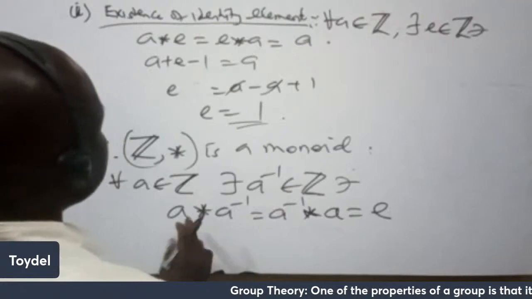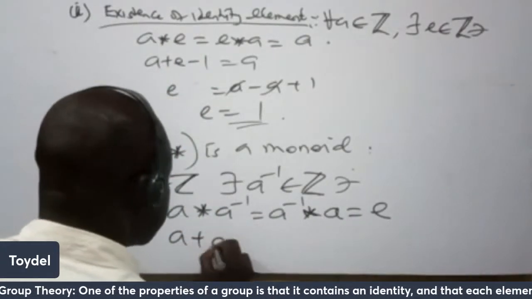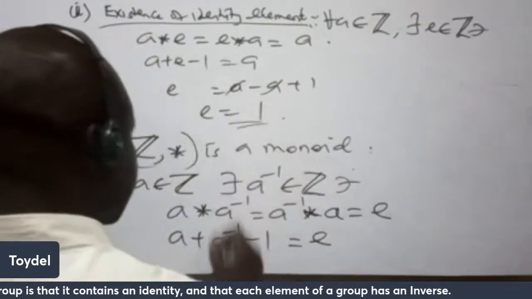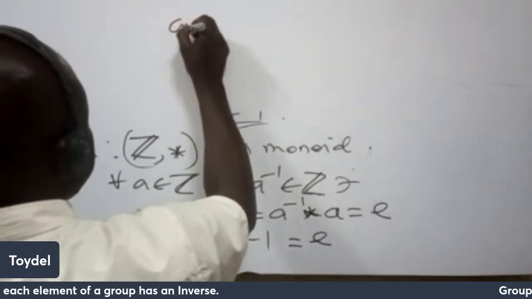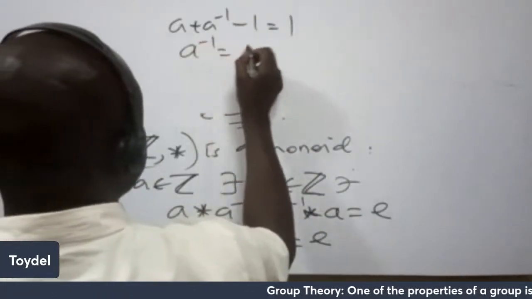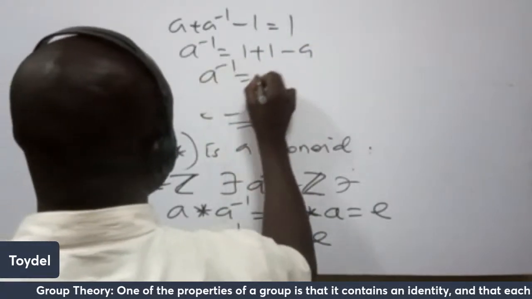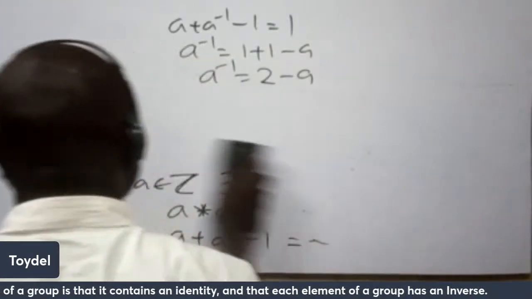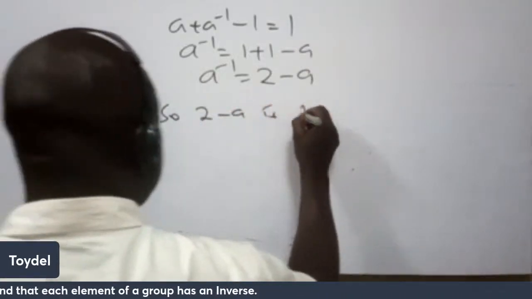So in this case, A asterisk is defined as this. So this will be defined as A plus A inverse minus 1 equal to E. Then what is E? E is defined as 1. So we now have A plus A inverse minus 1 equal to 1. A inverse will now be equal to 1 minus 1 plus 1 minus A. So A inverse is equal to 2 minus A. So 2 minus A is actually the inverse element.